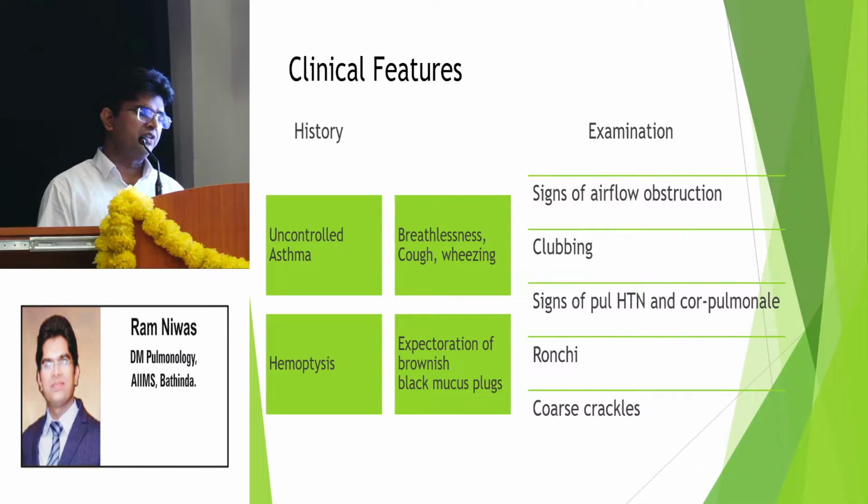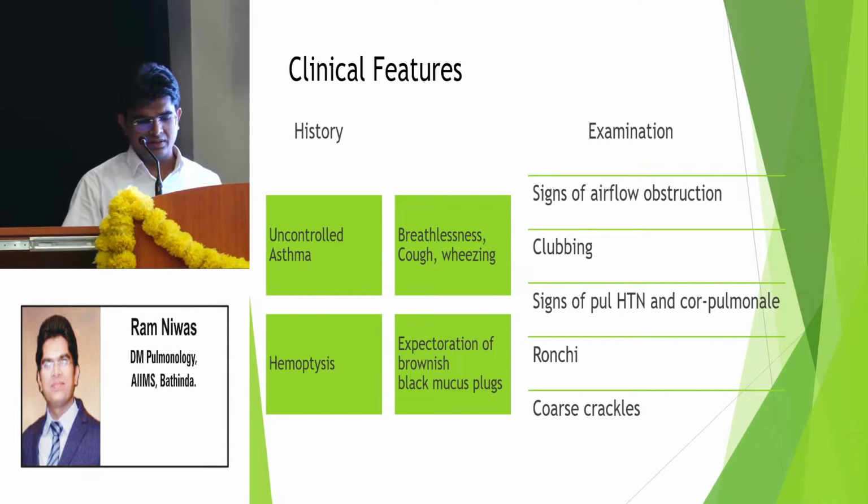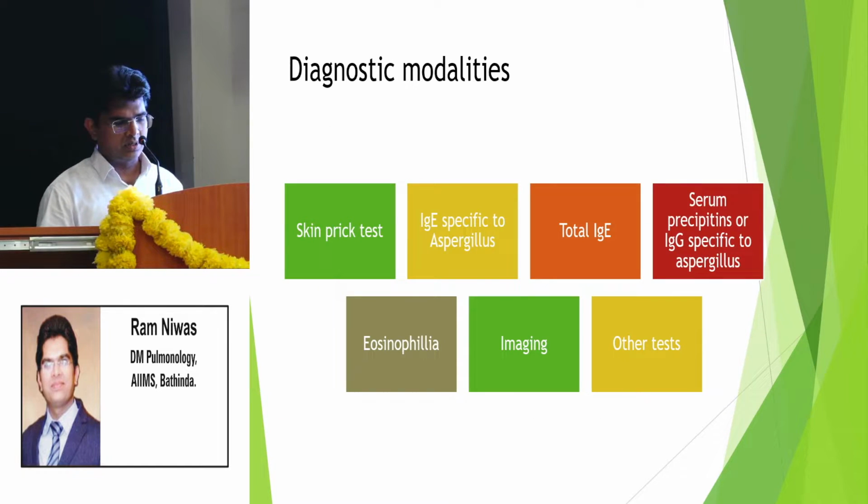Now coming to clinical features, as most patients with ABPA have underlying asthma, the patient may present as uncontrolled asthma. The patient may have symptoms like breathlessness, cough, wheezing, and hemoptysis if there is central bronchiectasis. Expectoration of brownish black mucus plugs can also be seen. On examination, the patient may have signs of airflow obstruction, clubbing, signs of pulmonary hypertension, poor pulmonary bronchi, and coarse tracheitis.